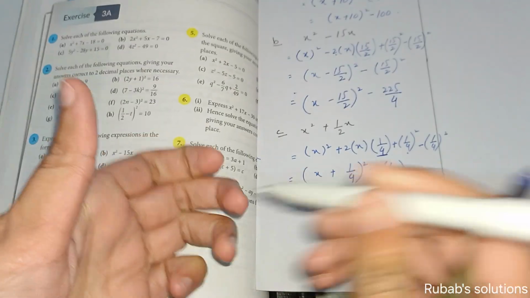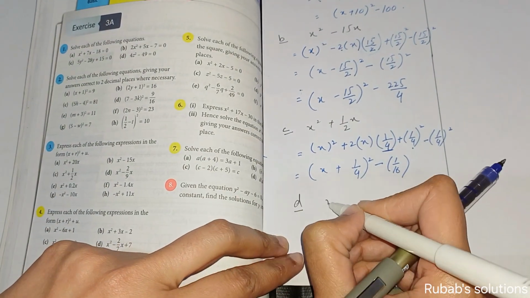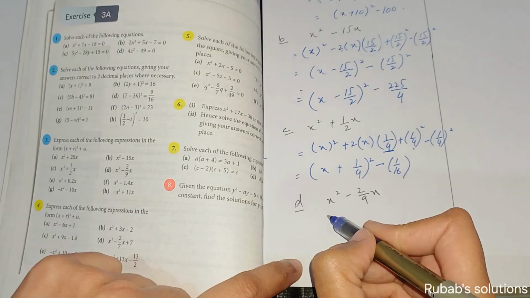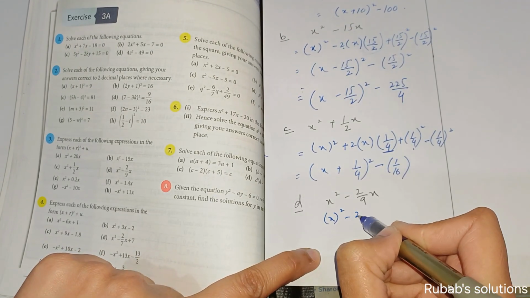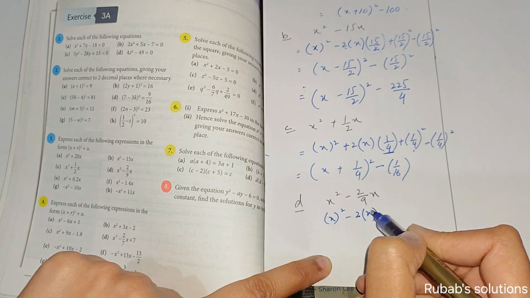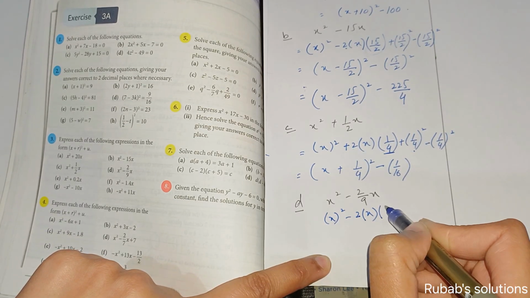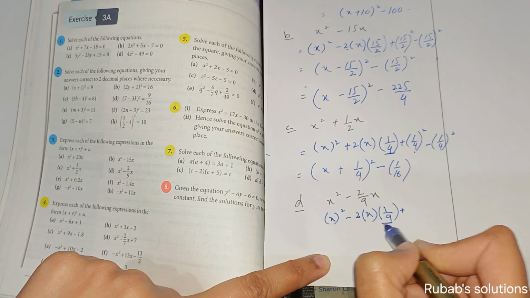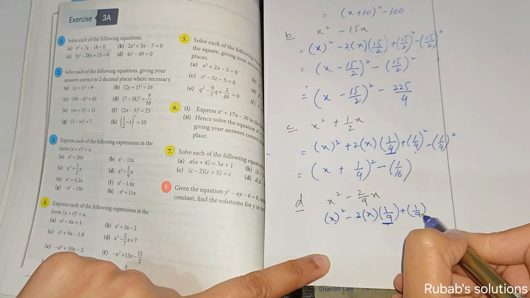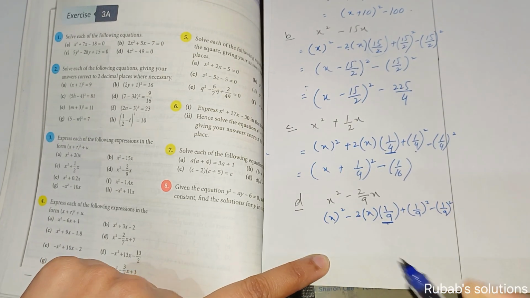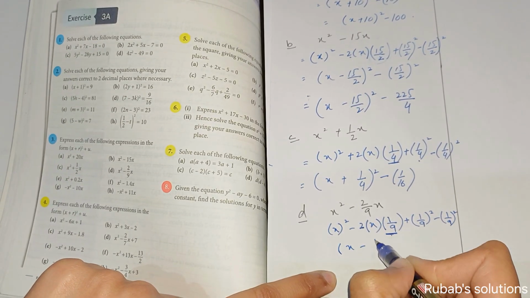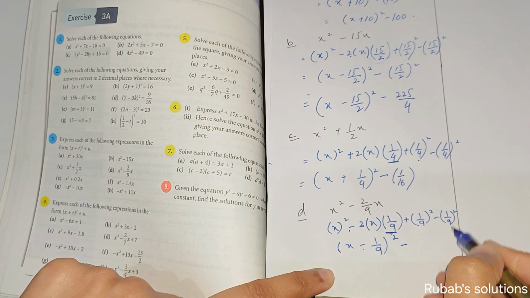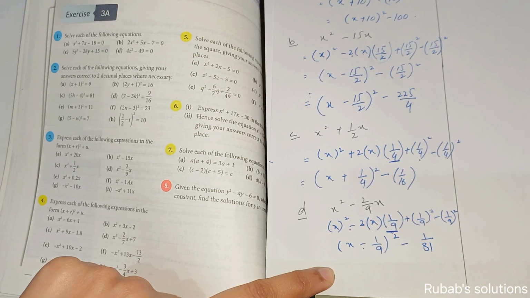Clear? Part D is x square minus 2 by 9 x. Okay, x square, that means this is a, so a square minus 2, a is x, b is, I need 1 by 9 over here, so that means I will multiply by 1 by 9, so 2 ones are 2, 2 by 9 x. So I have added (1 by 9) square minus (1 by 9) square, so it will be (a minus b) whole square, because there is a minus sign, so you have to write over here minus, because (1 by 9) square is 1 by 81.